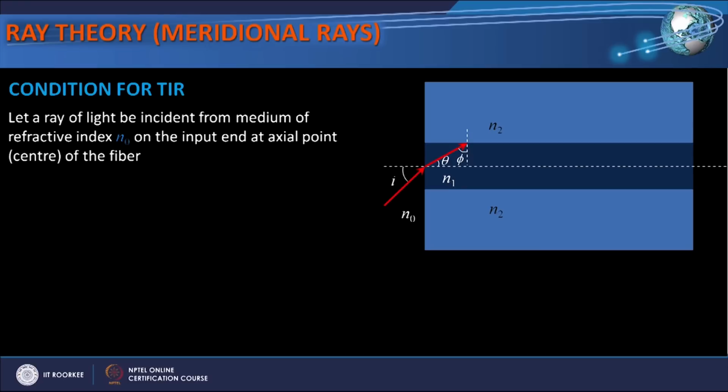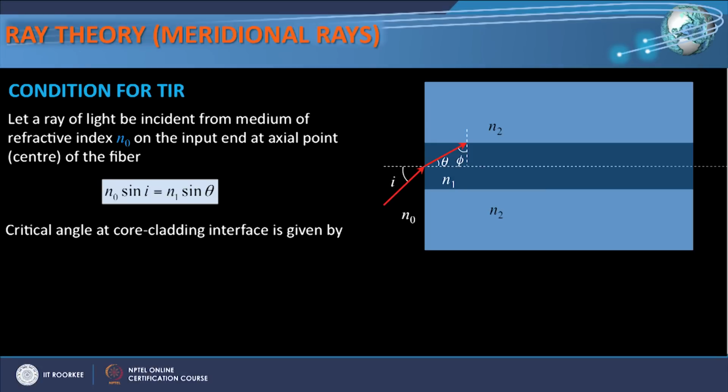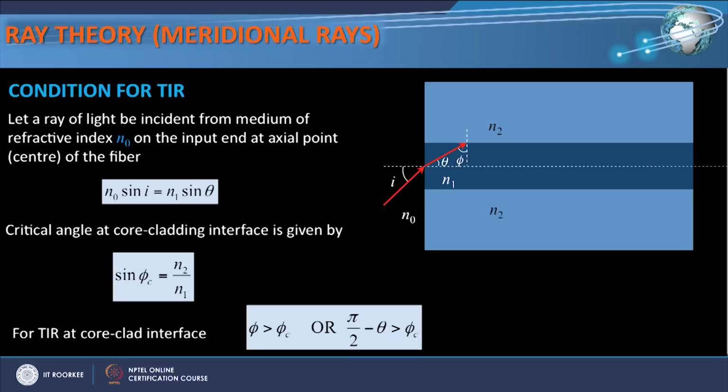Now, from Snell's law, I know that n0 sin i should be equal to n1 sin theta, and the critical angle at the core-cladding interface is given by sin phi_c equal to n2 over n1. Now, it is clear that for TIR at the core-cladding interface, this phi should be greater than phi_c, and correspondingly pi by 2 minus theta should be greater than phi_c, because phi is equal to pi by 2 minus theta.